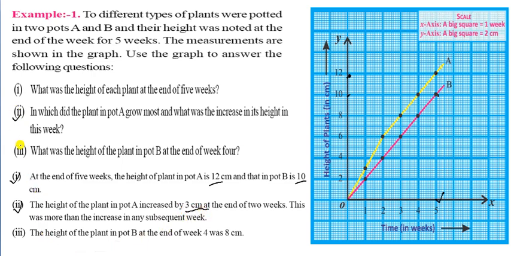Now come to the third question. What was the height of the plant in pot B at the end of week 4? We have week 4 here. You can see here week 4, and we want to tell pot B. You can see this point is the pot B point. So it is 8. So the height at week 4 was 8 centimeters. So you have to answer the question with the help of the graph. It is a very easy way to write down all the answers.